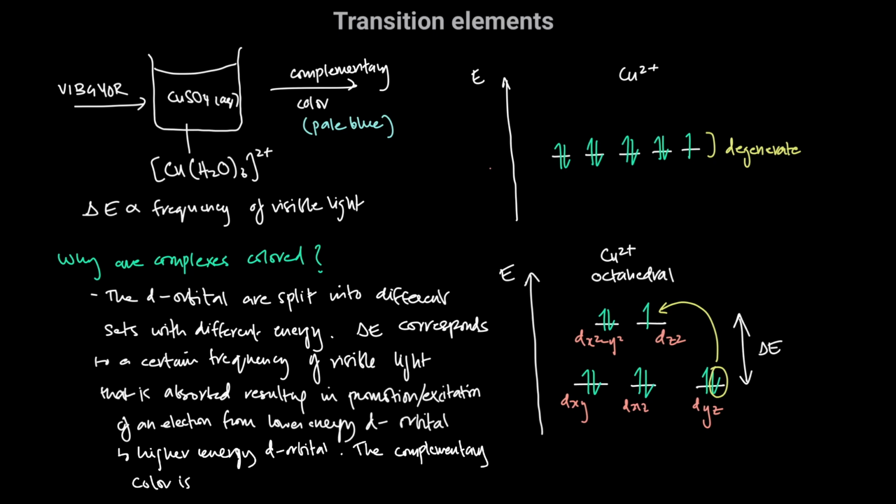The complementary color is observed. Again, the d orbitals are split into different sets with different energies, so we have to make reference to the splitting of d orbitals. The difference in energy corresponds to a certain frequency of visible light. We have to specify that a certain frequency of visible light is absorbed, resulting in the excitation of an electron from a lower energy to a higher energy d orbital, and then the complementary color is observed.